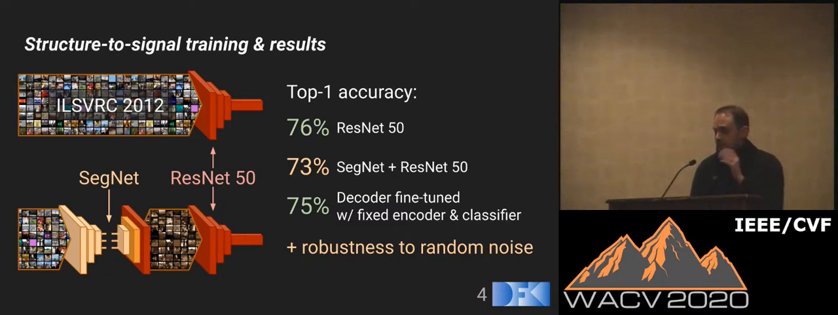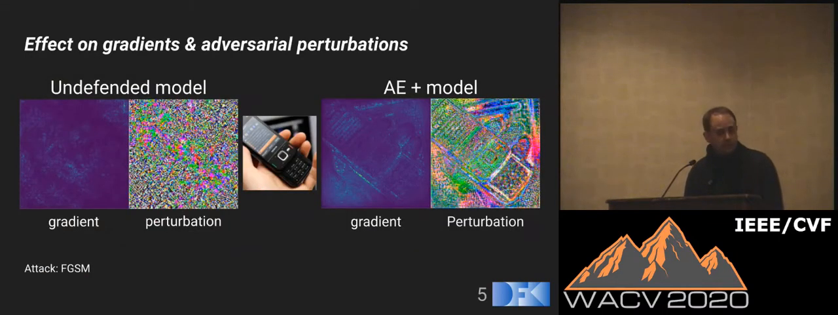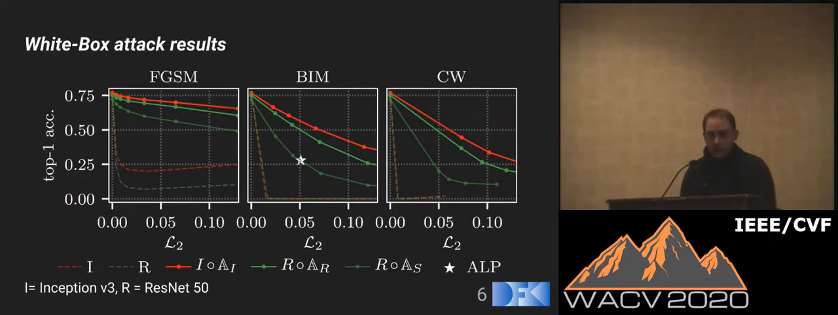That led us to further investigate the robustness to adversarial attacks of these models. If we compare the autoencoder gradients to any of the other gradients, we can see that they're more similar among the autoencoders. And in fact, if we look at the gradients themselves, we can see that they emphasize the structure of the image rather than the semantic content.